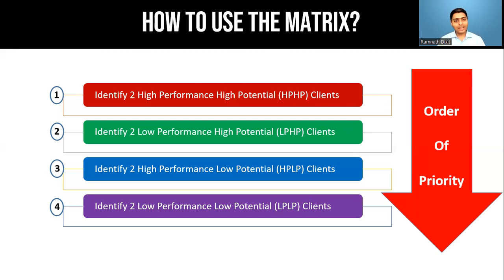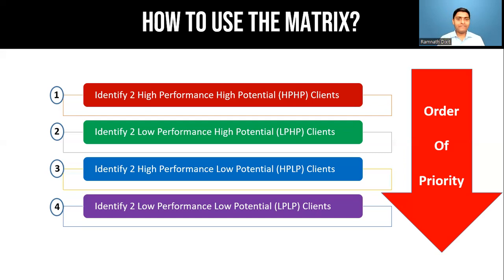And then finally, you have the LP, which is low performance, low potential. As I said, you cannot give up on them. You need to support them. You need to tell them we are there for you. Now, what is important here in all of these is that it follows an order of priority. So you always start with the high performance, high potential, then you look at low performance, high potential, then high performance and low potential, and then finally low performance, low potential.